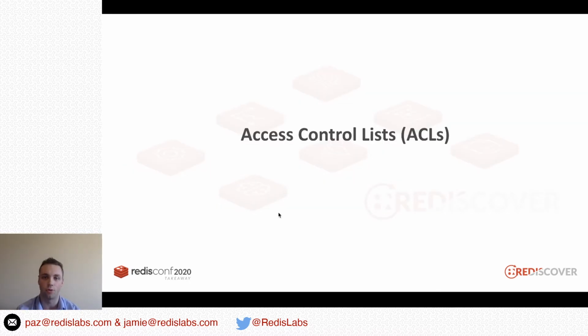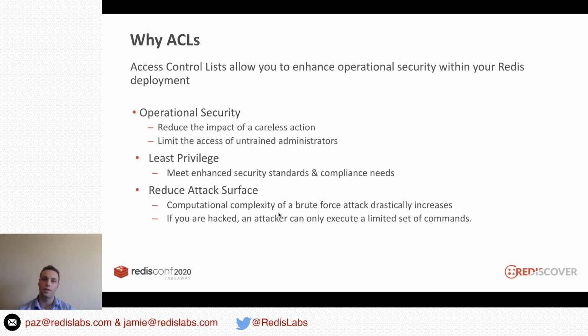Now I'd like to get into access control lists. Access control lists are one of the most exciting features that come with Redis 6. But first, why use them? Access control lists really allow you to enhance your operational security within your Redis deployment. You can enhance this operational security and reduce the impact of careless action. Let's take an example. You have two trained administrators, Johnny and Itamar. However, Johnny is still learning. Johnny could be experimenting with a command such as FLUSHDB and accidentally drop the database, whereas Itamar fully understands the extent of those actions. You can reduce the impact of careless actions that way.